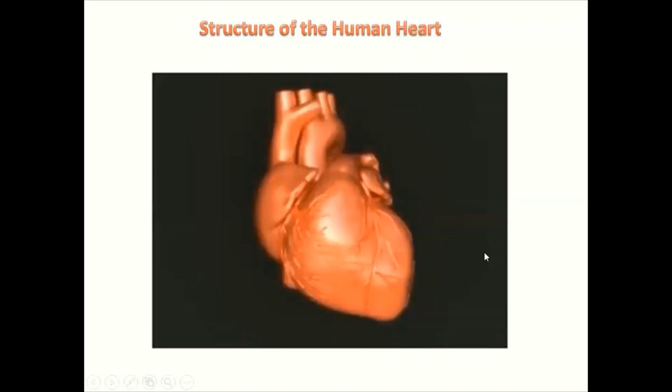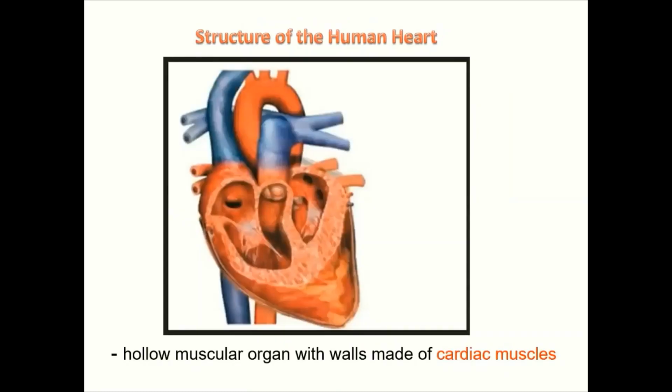Okay, so the structure of the human heart. The human heart is a hollow muscular organ with walls made of cardiac muscles. So if you open your heart, there are spaces inside filled with blood. That is why the human heart is hollow. Hollow means there are spaces. And the walls of the heart are made up of cardiac muscles. So cardiac muscles are the muscles that pump the blood all over the body.